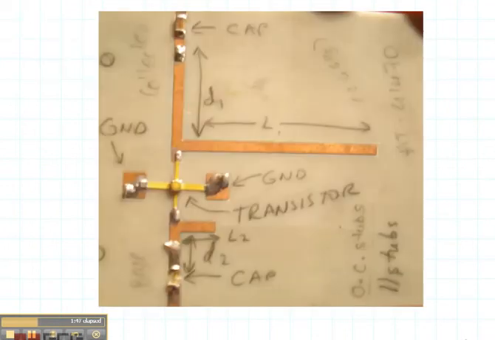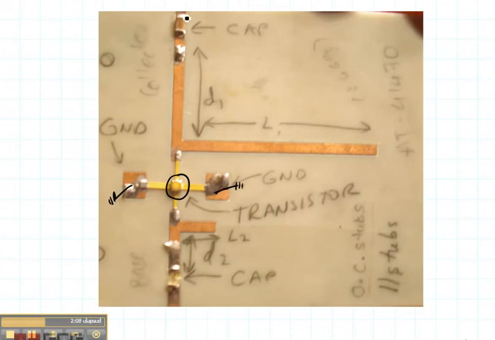Here's a picture of an amplifier. It's actually a transistor that has been matched on both ends. There are two stub matching systems right here. So here's our transistor. You can see it right there. It's grounded at each of these points, which means it's a well-grounded transistor.